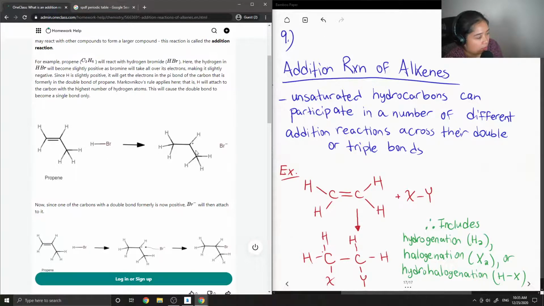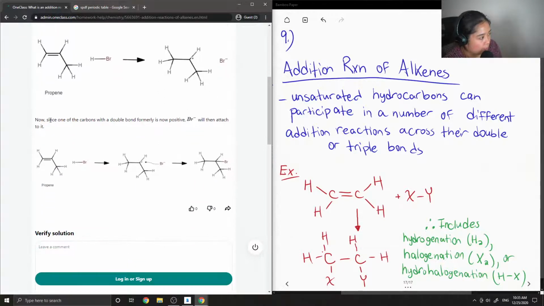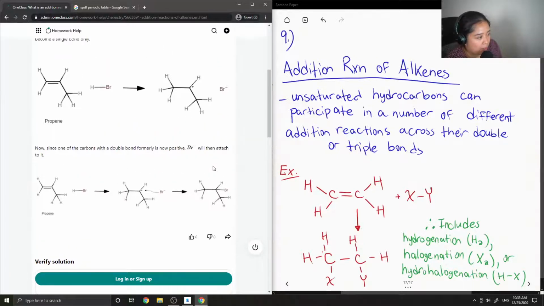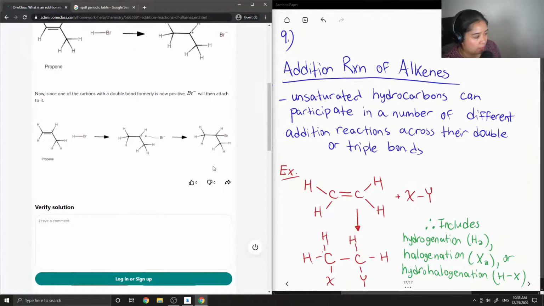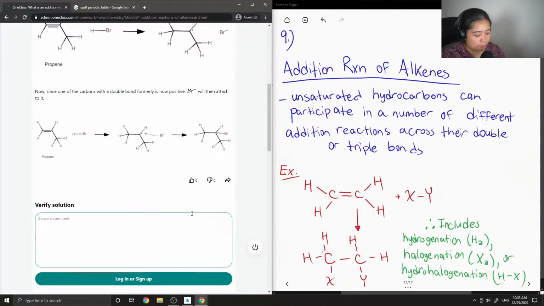And then they showed the carbocation that was formed after the double bond was reduced. Now, since one of the carbons with a double bond formerly is now positive, the Br- will then attach to it. So then they showed the bromine coming in to neutralize the positive charge, and then they are left with their product. Yep, so this solution is correct.